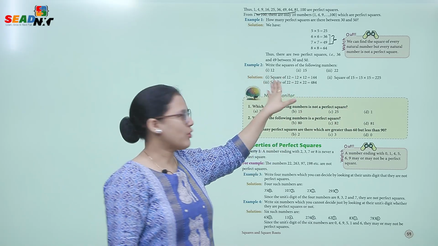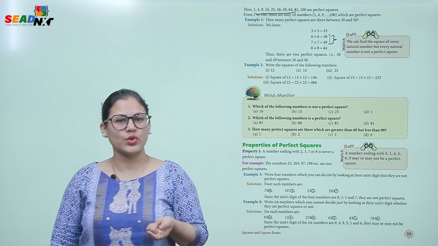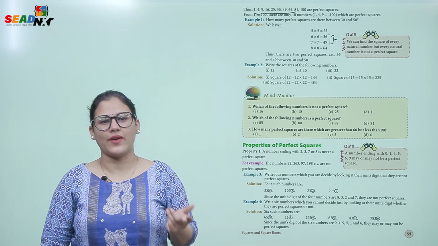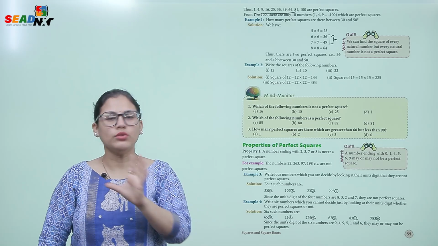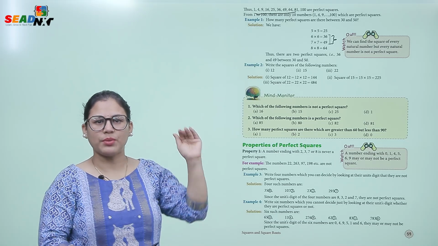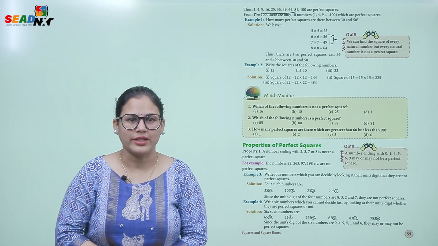And example 2, you have to write the squares of the following numbers like 12, 15, 22. तो आप 12 को 12 से मल्टीप्लाई करेंगे, इसका स्क्वायर आ जाएगा. 15 को 15 से मल्टीप्लाई करेंगे, इसका स्क्वायर आ जाएगा. Okay students, and do memorize squares up to 20. आपको सबके स्क्वायर्स पता होने चाहिए from 1 to 20, right?